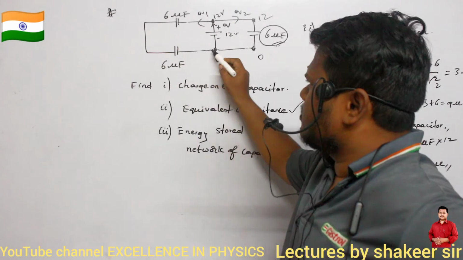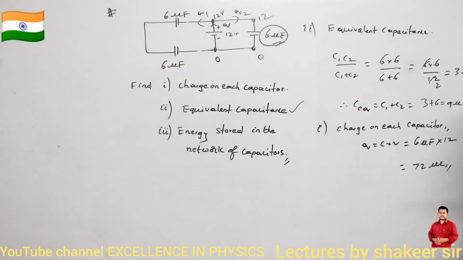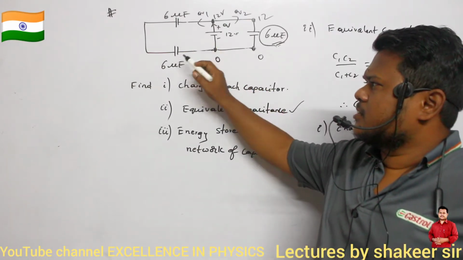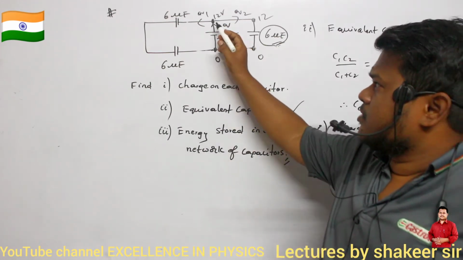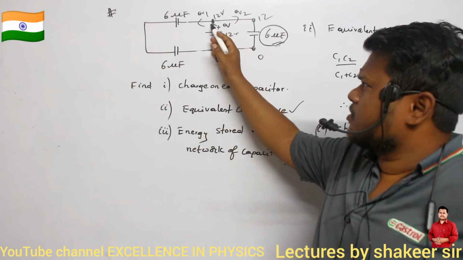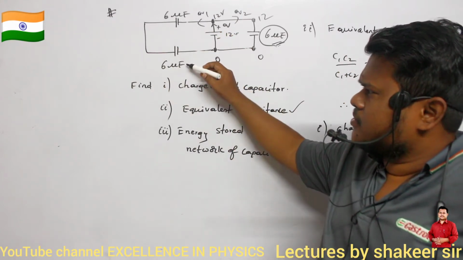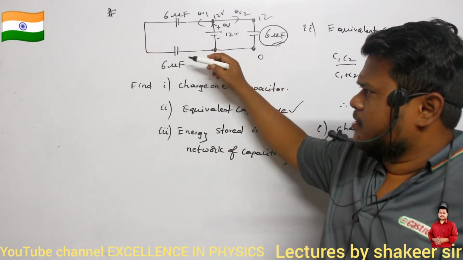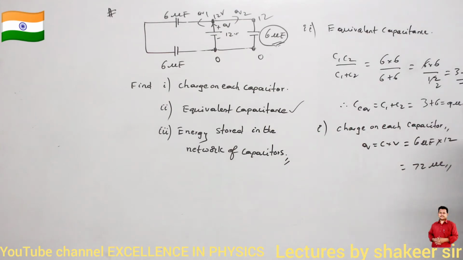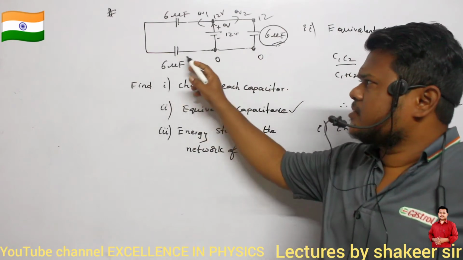About this total branch, what will be the total charge present in that series branch, the branch which consists of this 6 and 6? Can you see? How can I calculate it? Very simple. What is the total equivalent capacitance of this branch? 6 and 6 are connected in series, no? We have already calculated the total equivalent capacitance: 3 microfarads. So for this total branch, the capacitance is 3.